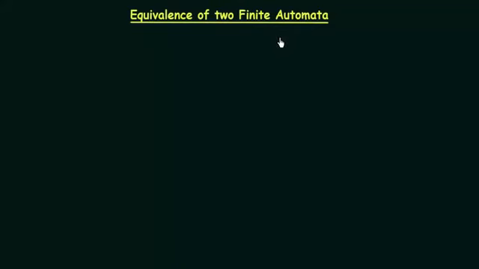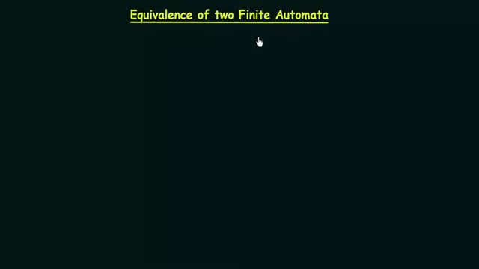In this lecture, we will be studying the equivalence of two finite automata, which means that given two finite automata, how do you identify whether these two automata are the same or not? And what do we mean by same or equivalent? By same or equivalent, we mean that the two automata perform the same kind of function. That means the languages they accept will be the same. So that is what we are going to study.